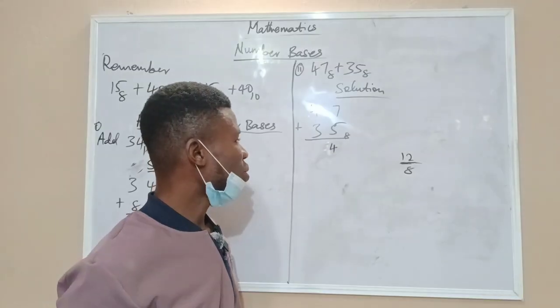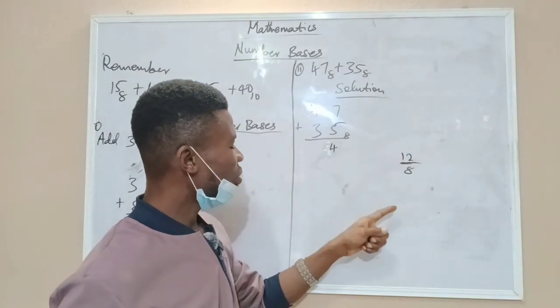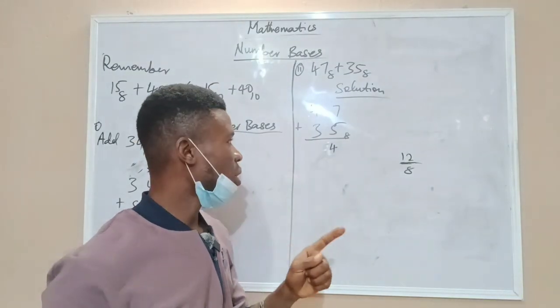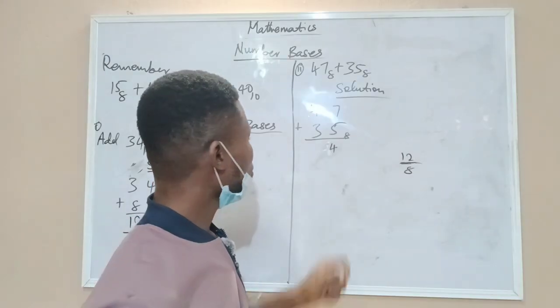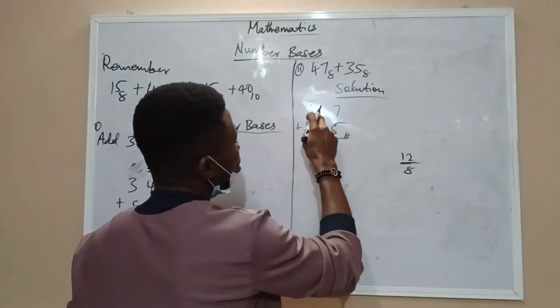And then you carry that 1. 8 in 12 is 1. Then we get 1 and we will be left with 4. Now, come to this one.